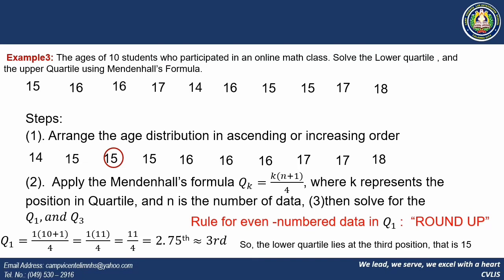Remember that there is a rule for even numbered data, especially for the first quartile and the third quartile. For computing the first quartile, you need to round up the computed value. When we say round up, the decimal number is transformed into a whole number without following the rule of rounding off. In this case, it so happened that the computed value for Q sub 1 agrees with the rule of round off and round up.